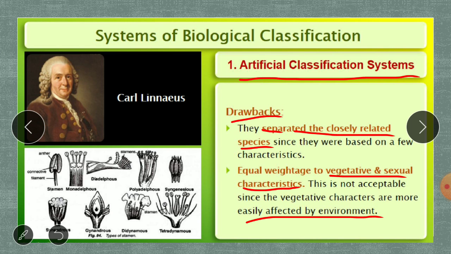For example, in the sexual characteristics of a plant, the way the plant is producing the seed, how the flower formation is there, from which the fruit formation will take place, from which the seeds are going to be produced, all this is specified. But the vegetative external characters of the plant can differ. So, because of many such reasons, the artificial classification system was not carried forward.